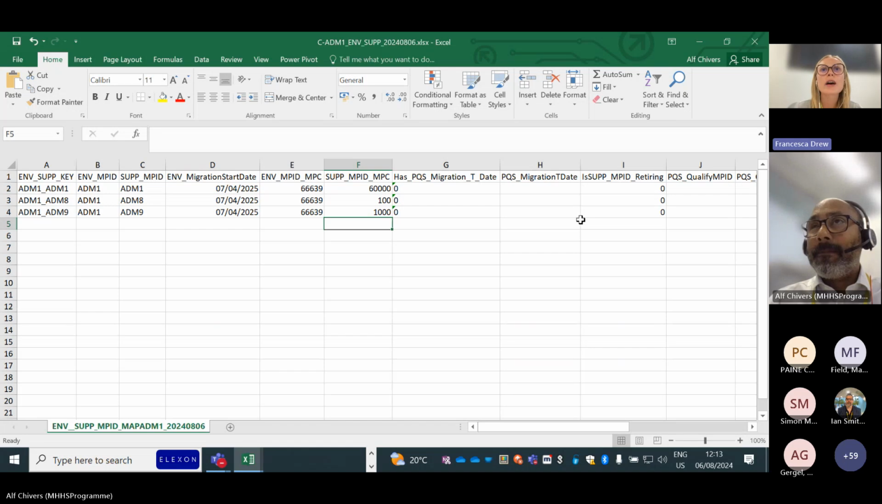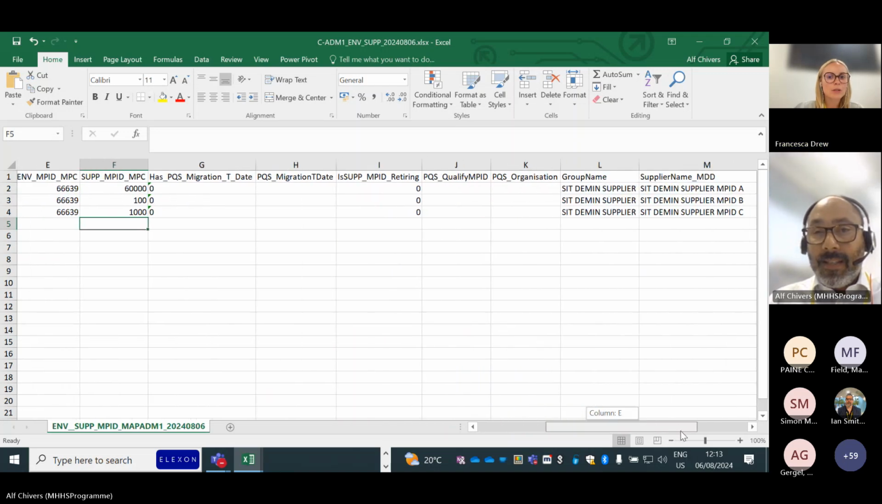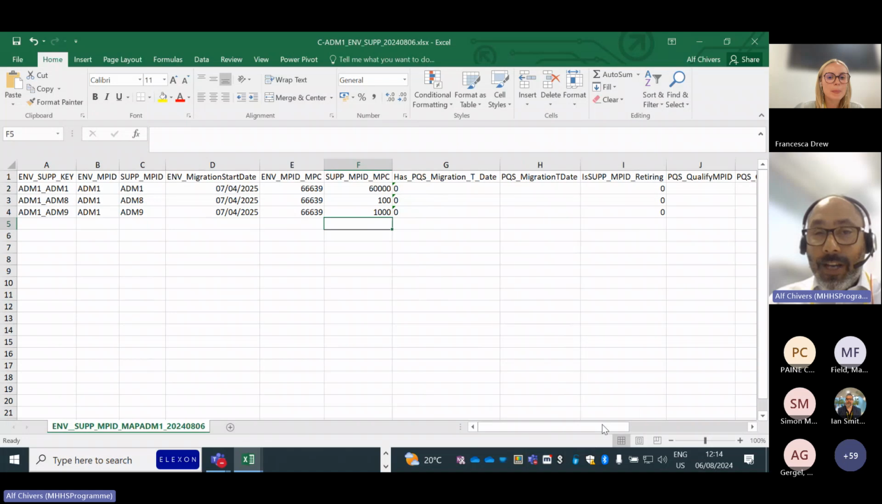Perfect, thanks, Alf. And then Sarah's flagged that she's received a version of sheet C, but it doesn't have all the fields as shown on your screen now. So will there be a new version coming out? So in this one, you're absolutely right. Well spotted, Sarah. I didn't mean to call it out.